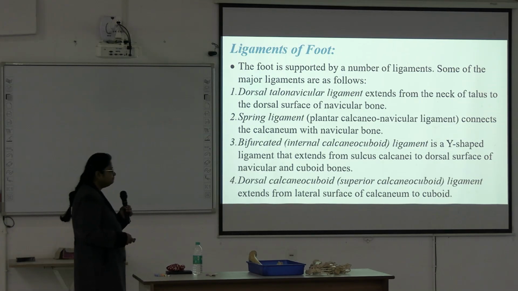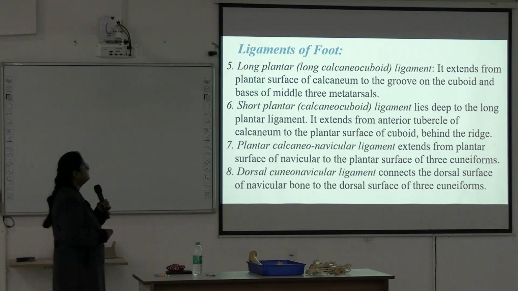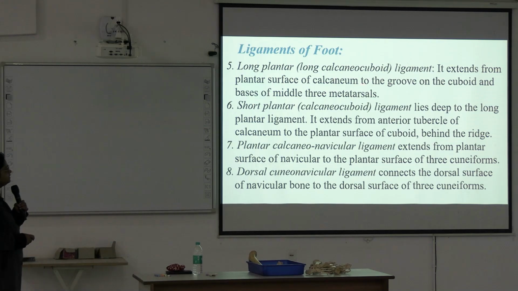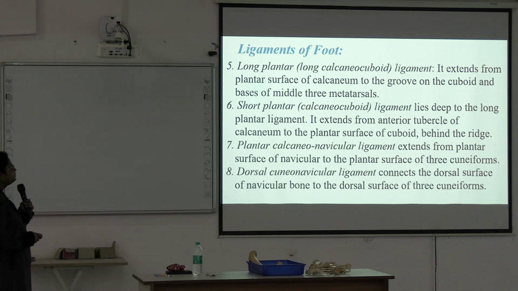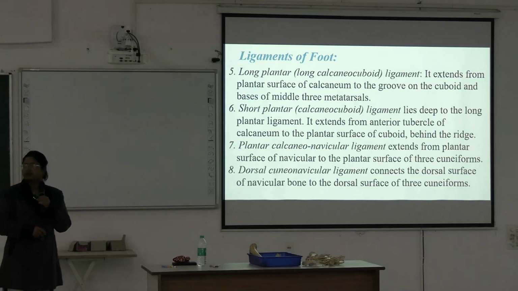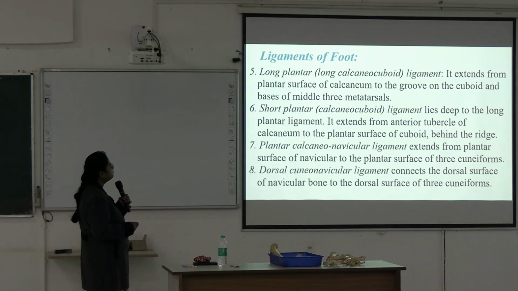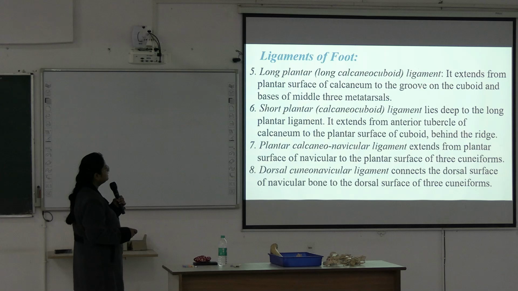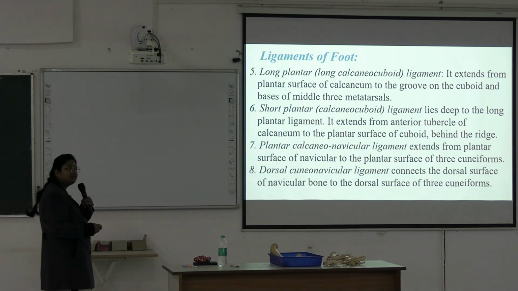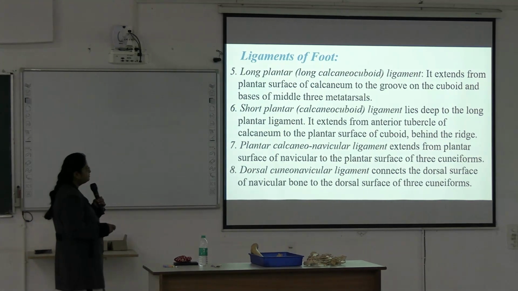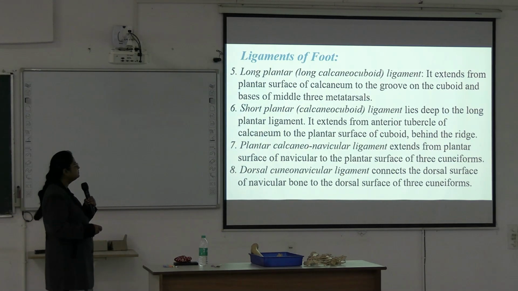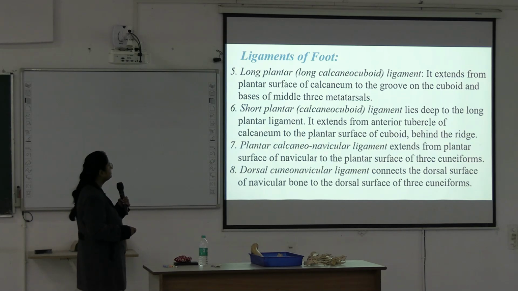Okay. Next is the long plantar ligament, also known as long calcaneocuboid ligament, and it extends from the plantar surface of the calcaneum to the groove on the cuboid and the bases of the middle 3 metatarsals. Next is the short plantar ligament. This long plantar and short plantar is also an important ligament. Okay, long plantar is long calcaneocuboid, short plantar is calcaneocuboid. Short plantar ligament lies deep to the long plantar ligament, extends from the anterior tubercle of the calcaneum to the plantar surface of the cuboid behind the ridge.